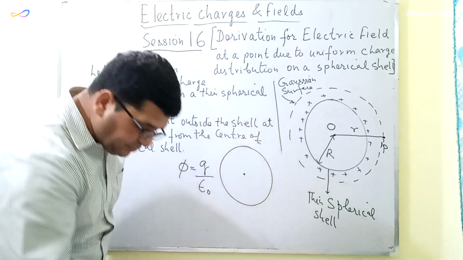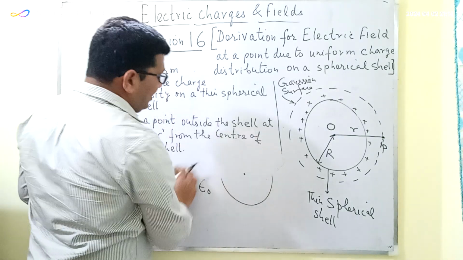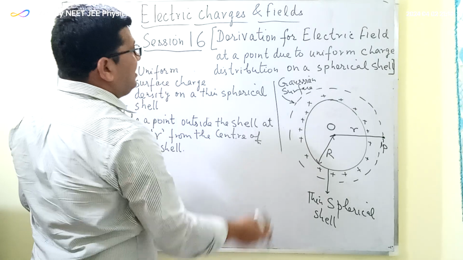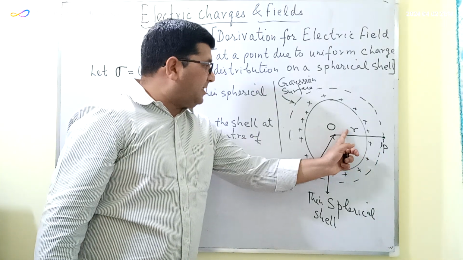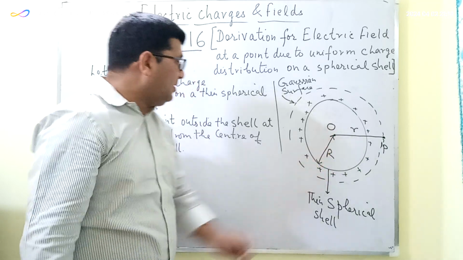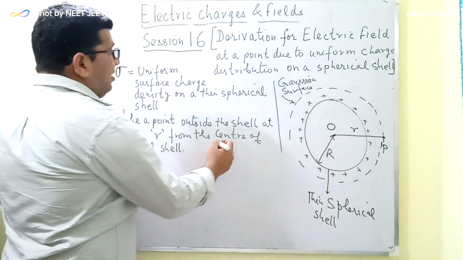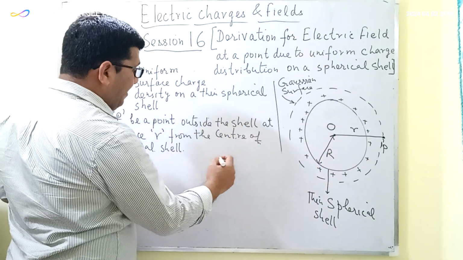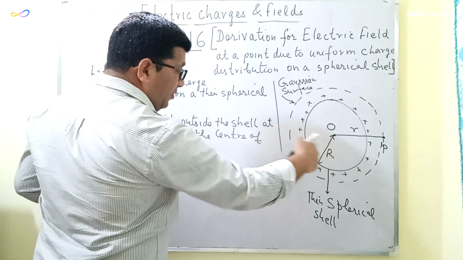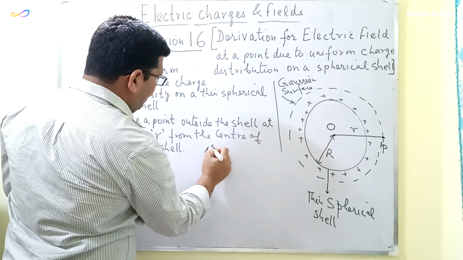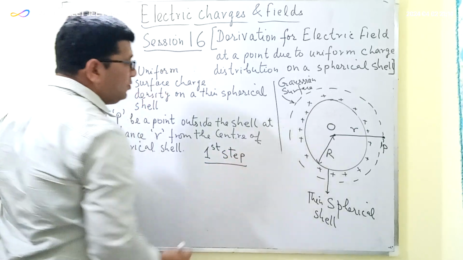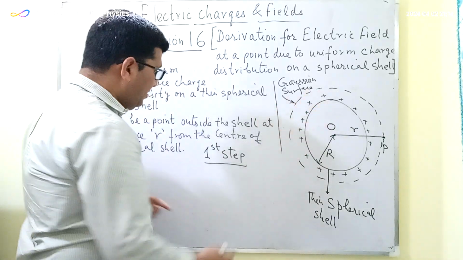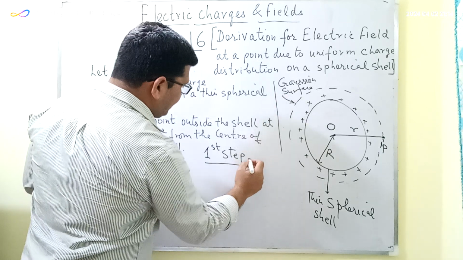So I will be using this concept in order to derive the value of the intensity of electric field at this point P, which is situated at a distance of small r from the center of the thin spherical shell. Now the first step is to construct the Gaussian surface. We have to construct a Gaussian surface.